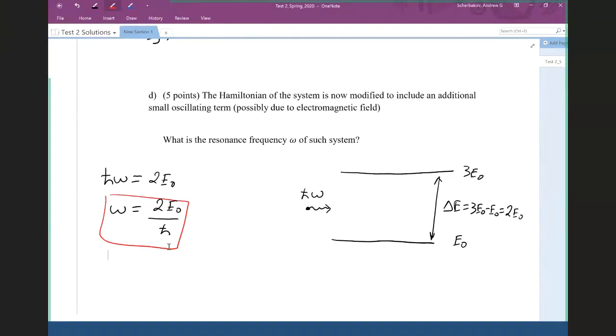Do you have a question in the chat line from Jordan? Oh, okay. I was wondering, how do we know Sy can be used with the Hamiltonian? How do we know that Sy commutes with the Hamiltonian?